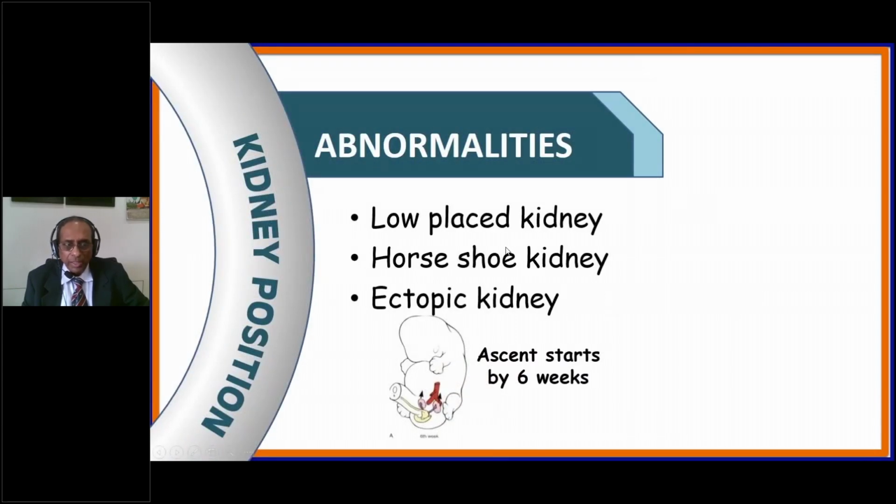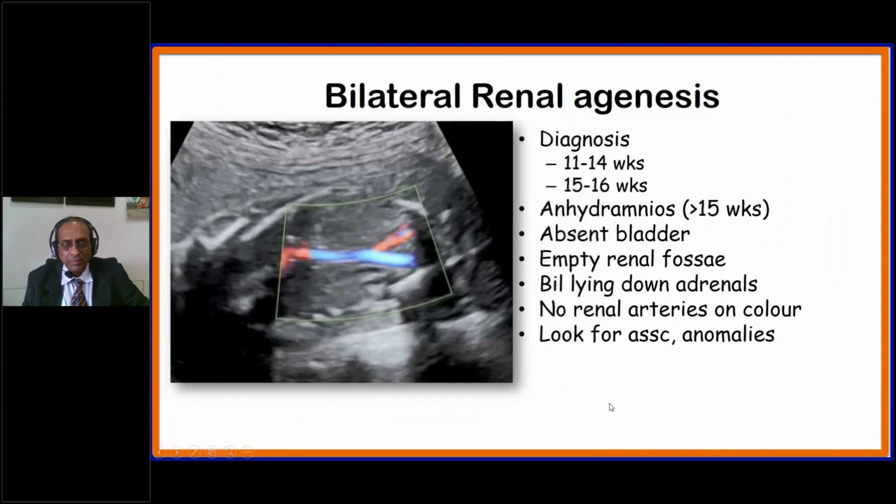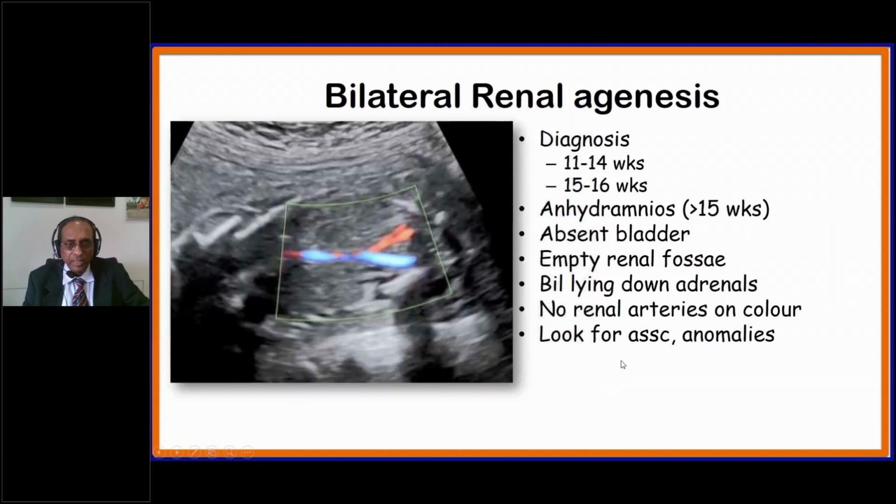Now, when we look at kidney positional abnormalities, we can identify low-placed kidneys, horseshoe kidneys, ectopic kidneys. As we know, the ascent of the kidneys starts as early as 6 weeks. Now, outflow abnormalities like PUJ obstruction, ureteroceles, megaureters, vesicoureteric reflux, posterior urethral valves, and urethral atresias can be recognized in the fetus. Now, let's start with bilateral renal agenesis.